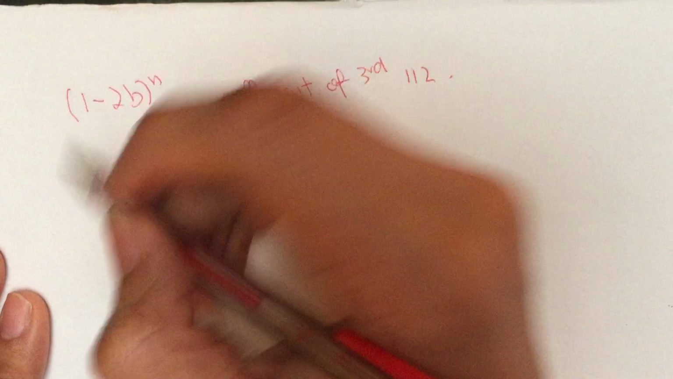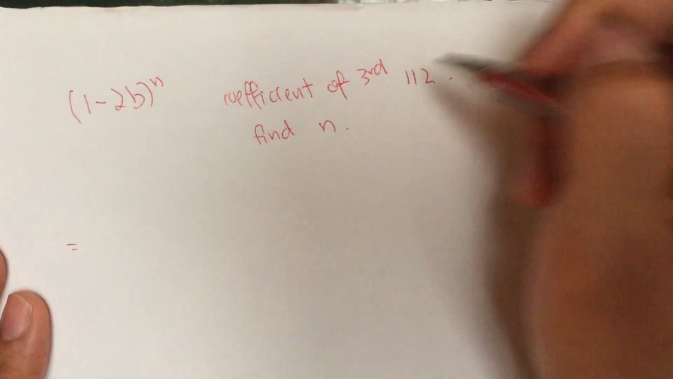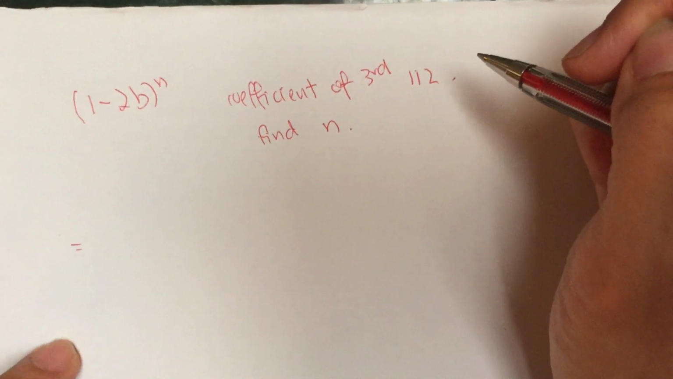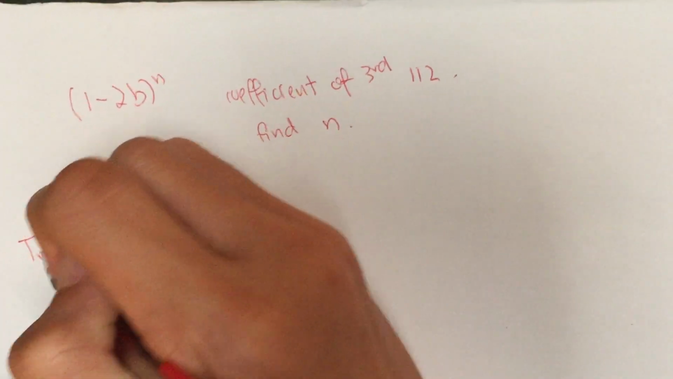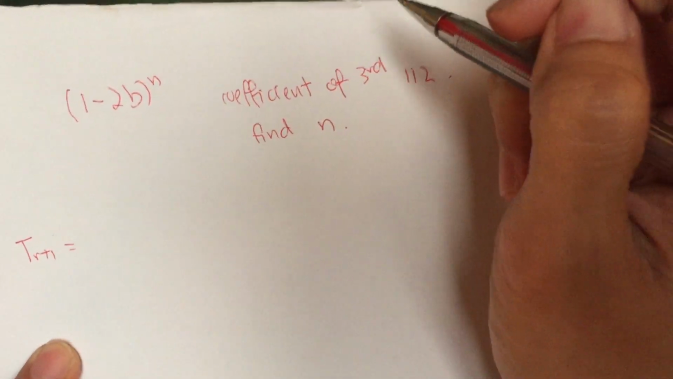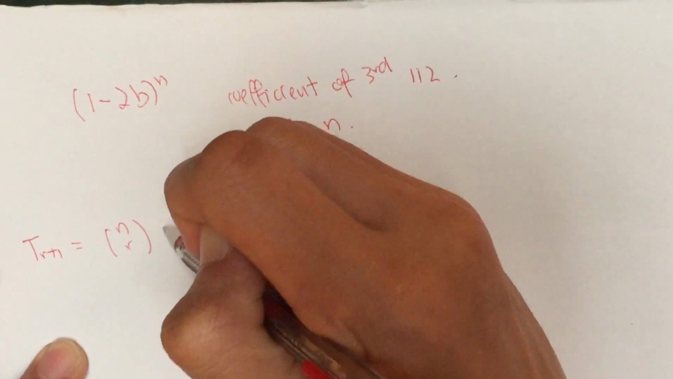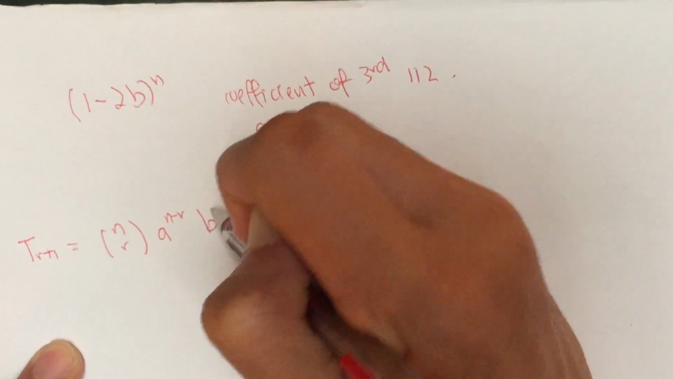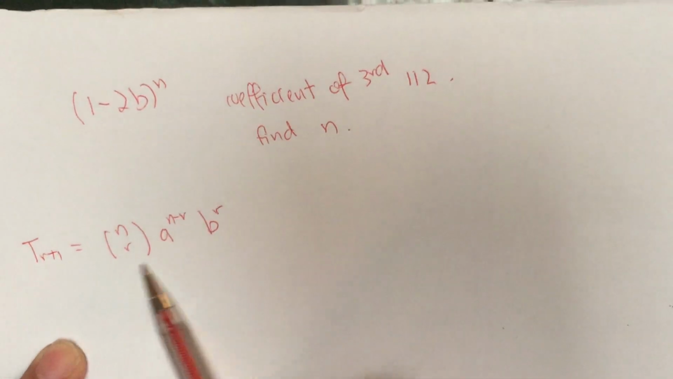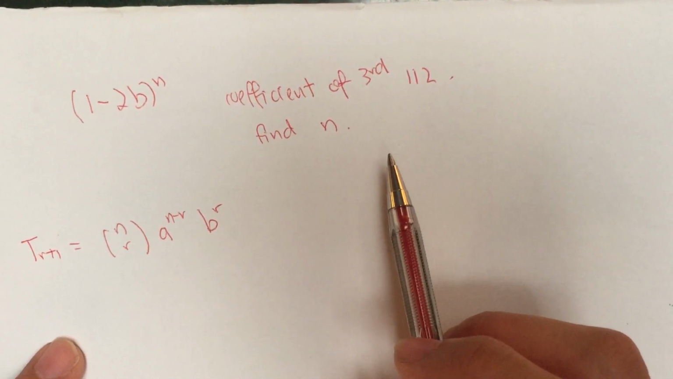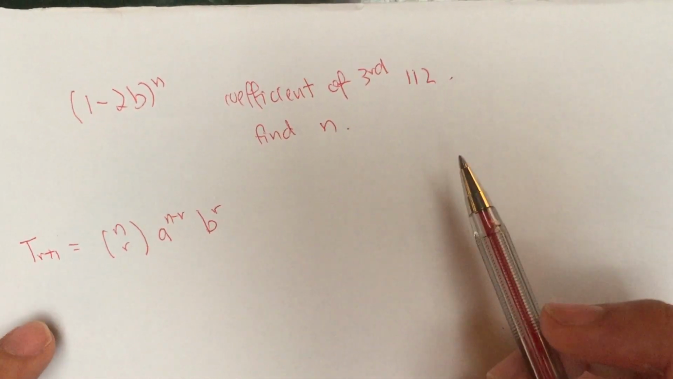Well, I can expand the first three terms, but that is not necessary because I know for my binomial expansion there is an r plus 1th term, and this r plus 1th term is given by nCr a to the power of n minus r b to the power of r. If you cannot remember this, don't worry, you can always refer to the formula list given to you in the exams. But of course it's better if you have it in your head already.